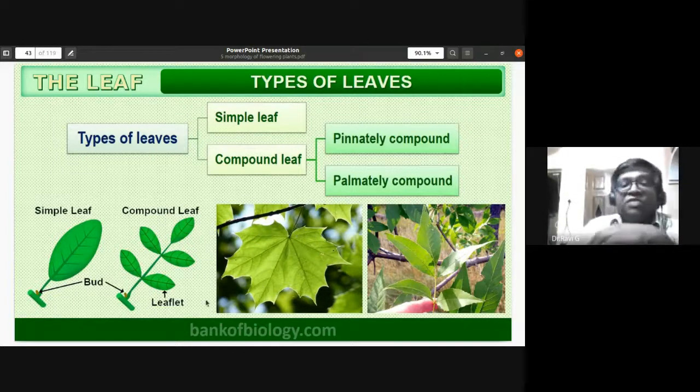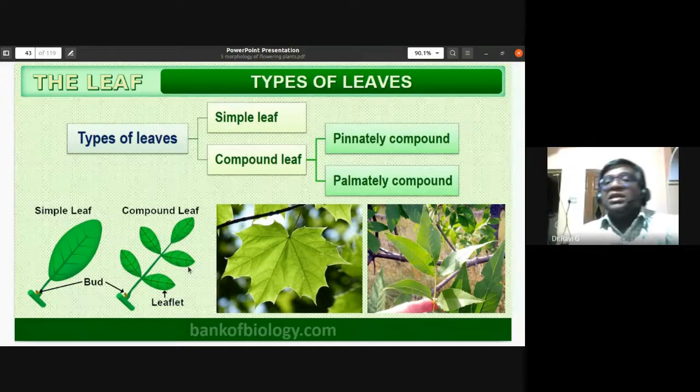Now the compound leaf, as I told you, the petiole is elongated to form the rachis and they have leaflets. Compound leaf can be of two types. If the leaflets are arranged just like feathers, we call it pinnately compound, or if the leaflets are arranged just like a palm, we call it palmately compound leaves.